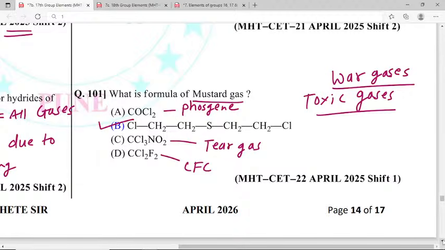Tear gas contains how many chlorine atoms? 3 chlorine atoms. Oxygen, 2 oxygen atoms.